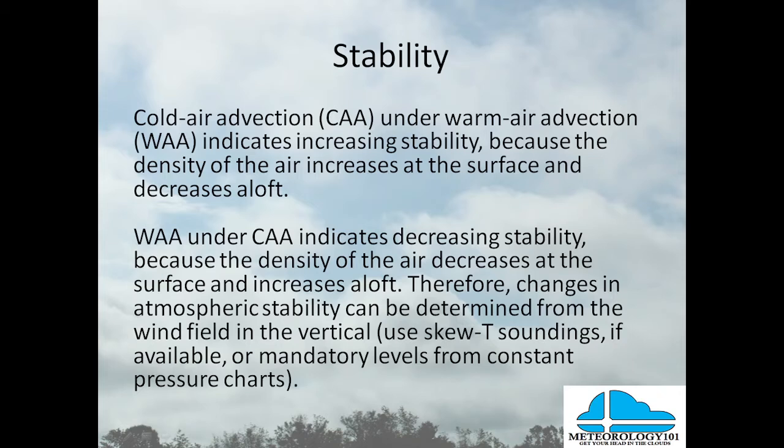So your constant pressure charts, the mandatory levels: when they send up a balloon for the SCU-T, the SCU-T is one chart, but they use that same data to plot on upper level charts. The constant pressure charts, the constant height charts, really, because that's what that is, the contours. The mandatory levels are like 1,000 millibars, 850, 700, 500 millibar, 300 millibar.